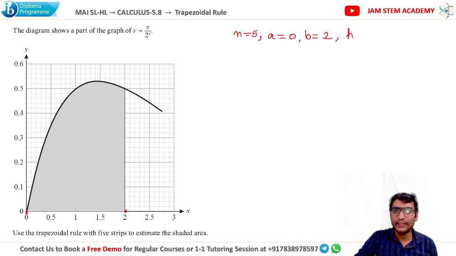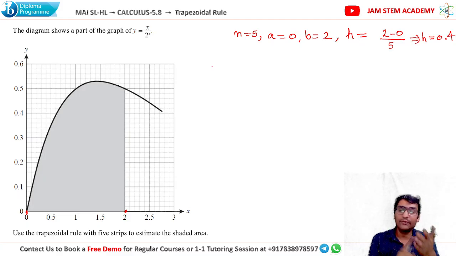Now let's find the h. What should be the step size? So h is equal to (b minus a) over n, which is coming out as h equals 2 by 5, meaning 0.4. Okay, so now what can I do? I have the width, 0.4, and now I need the value of this function at those points, like 0.4. So take 0.4, then 0.8, right?